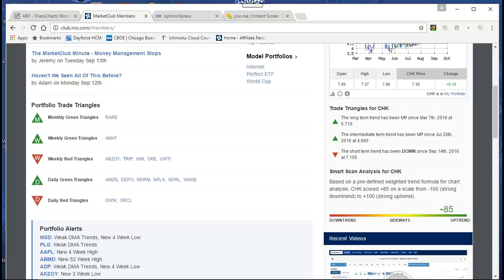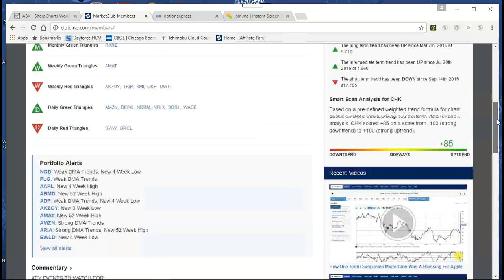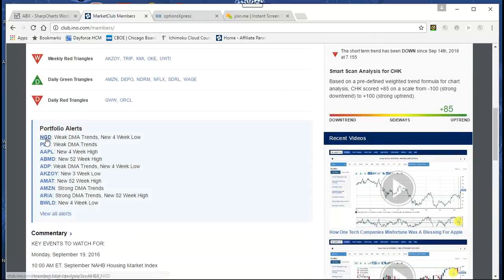Okay, and then below that, it tells you different alerts. It says NGD. It got a week downtrend. It has a new 4-week low. So that's telling you that you might want to get out of that stock as well. So this is just some other alerts that let you know what's weak, what's strong, whether you've got new 52-week highs. It tells you everything that's in your portfolio. It gives you all the alerts when they come in. Okay.